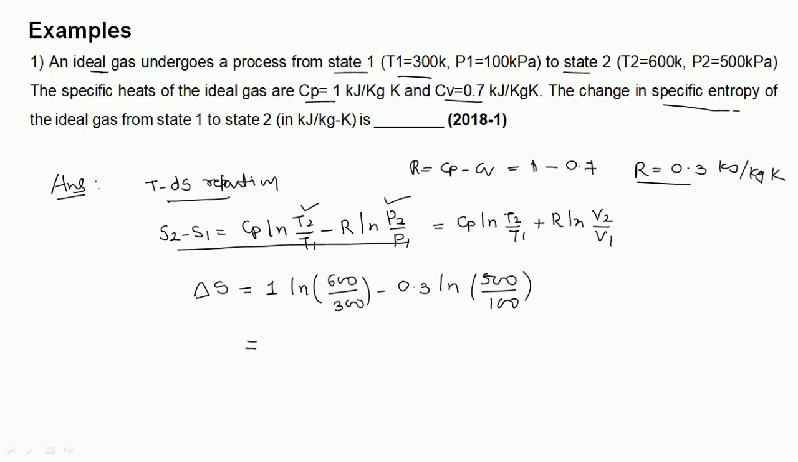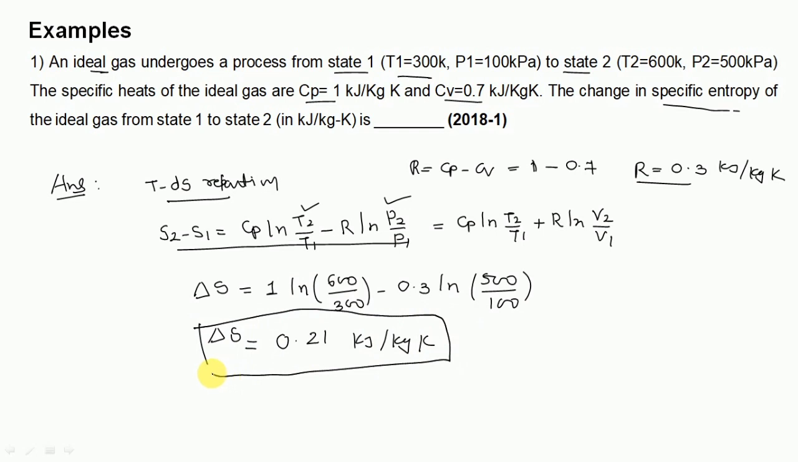So if the calculation is done, then the answer for this is delta S equals 0.21 kilojoule per kg Kelvin. So here you can see the very basic example is asked in the GATE, and this is the first example, 2018 set 1.